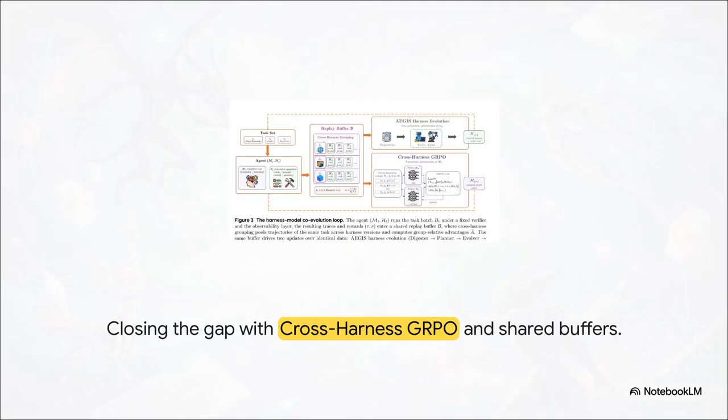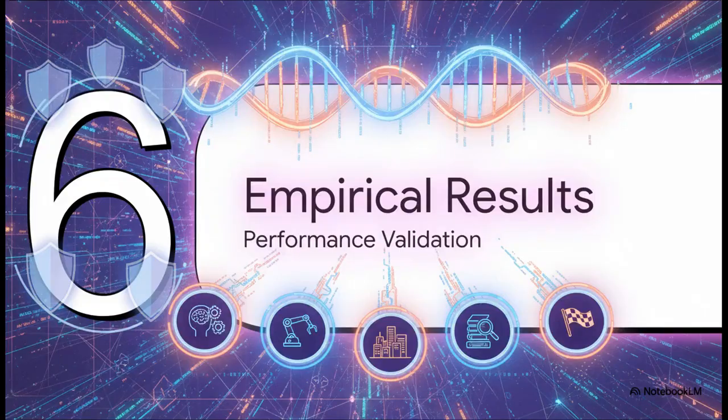To shatter both of those ceilings simultaneously, HarnessX deploys cross-harness GRPO. And honestly, this is a massive breakthrough. We're interleaving non-parametric harness edits, like adding complex control logic, with parametric model fine-tuning, all operating over a shared replay buffer. It effectively closes the optimization gap by executing both of these updates simultaneously, and it does it without any additional rollout costs.